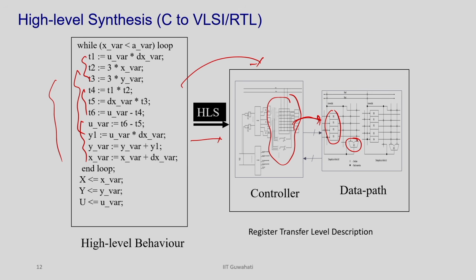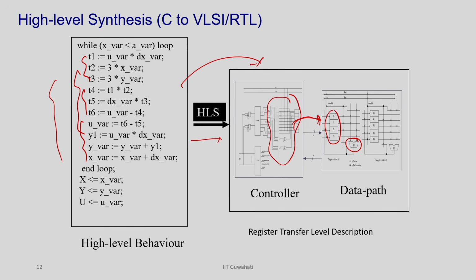And whatever the control flow is, such as a while loop that repeats for say 10 iterations, or an if else branch, that will be controlled by this controller FSM. This is a finite state machine. Overall, this combination of the controller and the data path is the register transfer level description, and it will execute the same behavior that is specified by the high level C code.